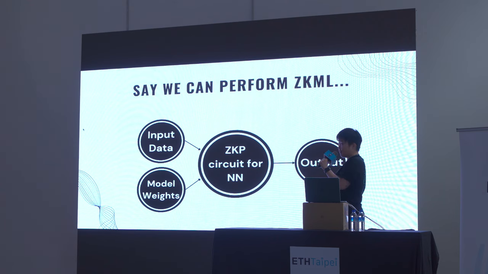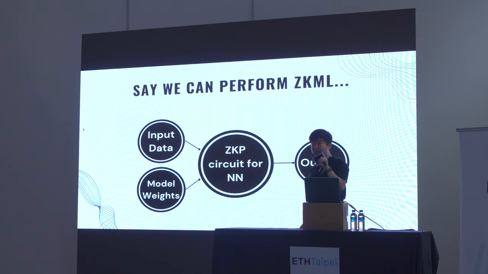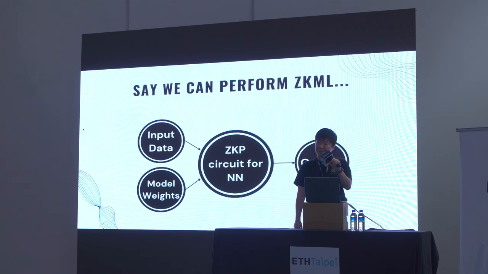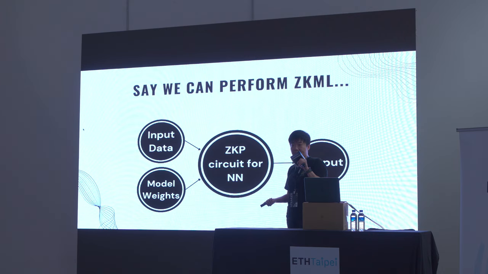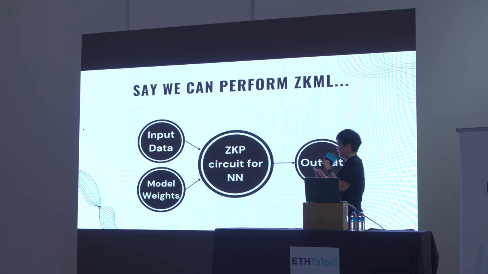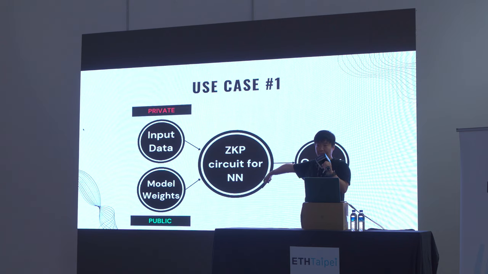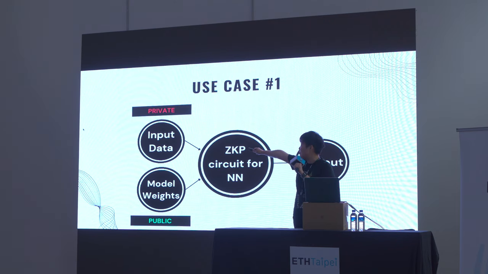So, well, first of all, we need ZK, but we don't want everything to be private, right? So think about the case where everything is private. Then it doesn't make sense because I'm just telling you that I have some model that does something, and then here's the output, right? It's meaningless. So we need to at least have some public data. So the first use case of ZKML is that you hold the model weights public, and then you hold the input data private.